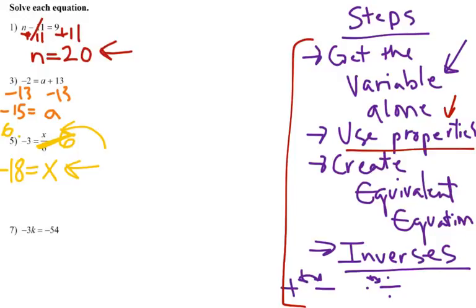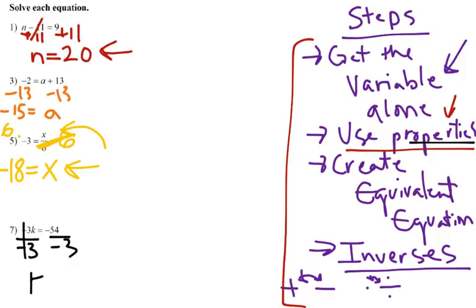Okay, last one on this page, number 7. Negative 3 times k equals negative 54. So here we're timesing k by negative 3, so I've got to do the opposite. I've got to divide by negative 3. Because of my properties, I've got to do the same thing to both sides. So negative 3 over negative 3 gives me 1.